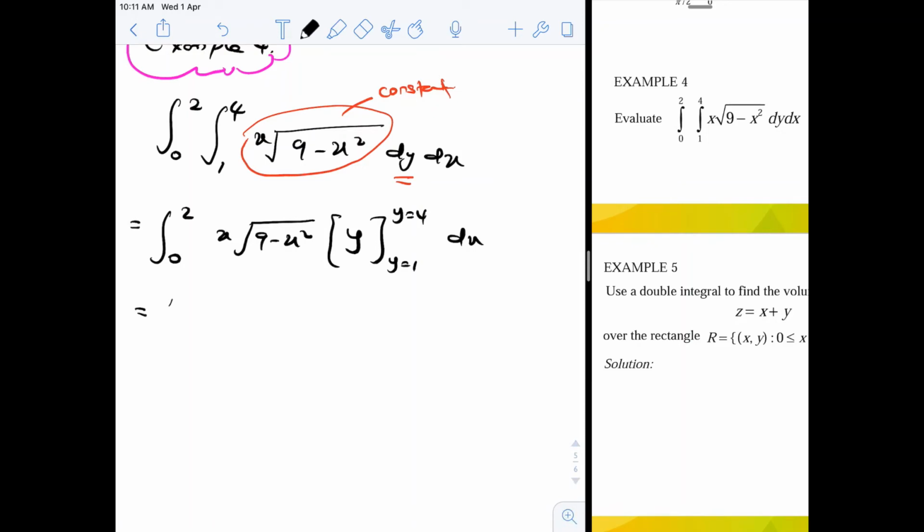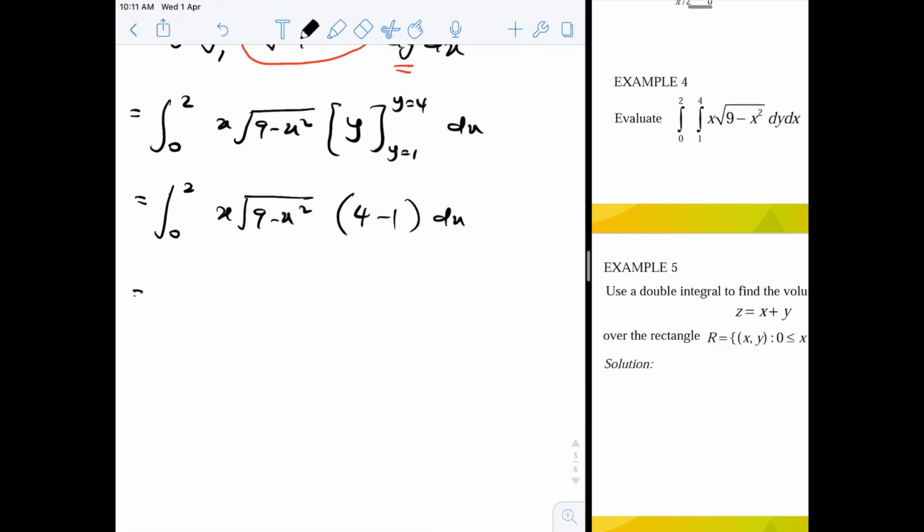Okay, so we will have 0 until 2, x square root of 9 minus x squared, so 4 minus 1 dx. So we have 3. Okay, so 3 times 0 until 2, x square root of 9 minus x squared dx. Okay, now we need to use substitution.